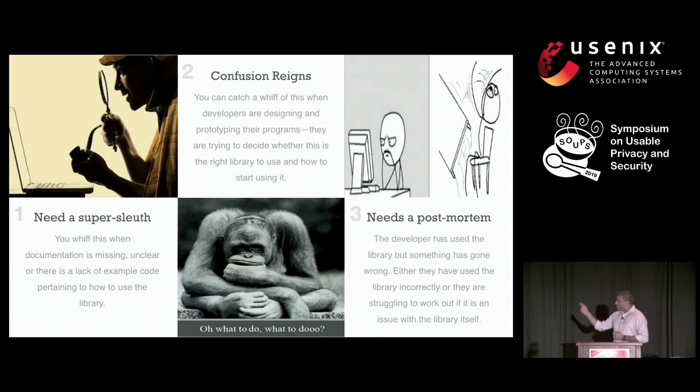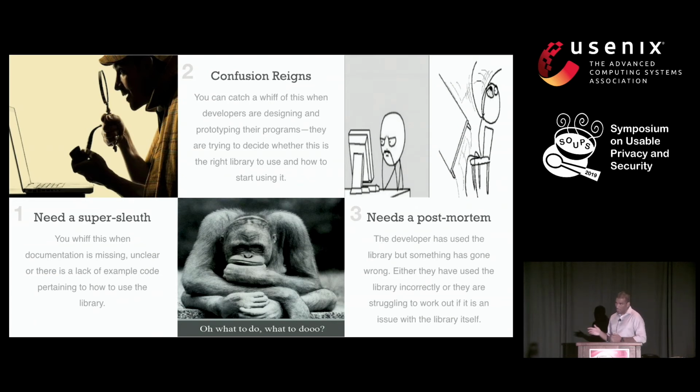Okay. Needs a super sleuth. Basically, the user needs to be a super sleuth in order to find the relevant resources they need to correctly use a function from the library. Confusion reigns. This usually takes place before the task, so the developer may be struggling as to how to use the library, or again, raise questions of appropriateness.